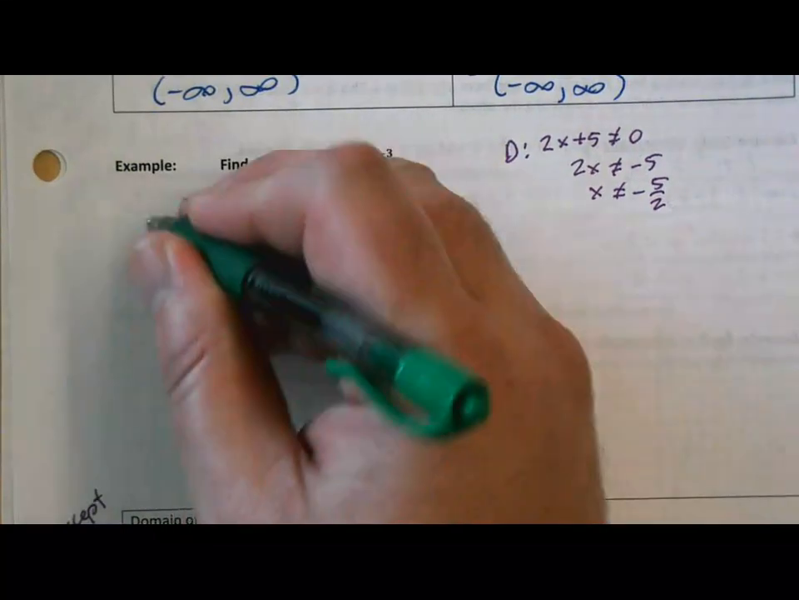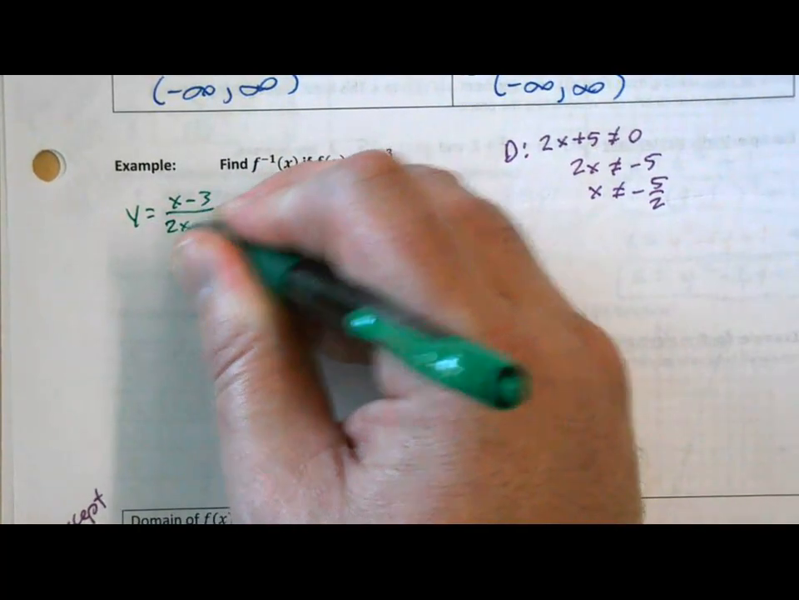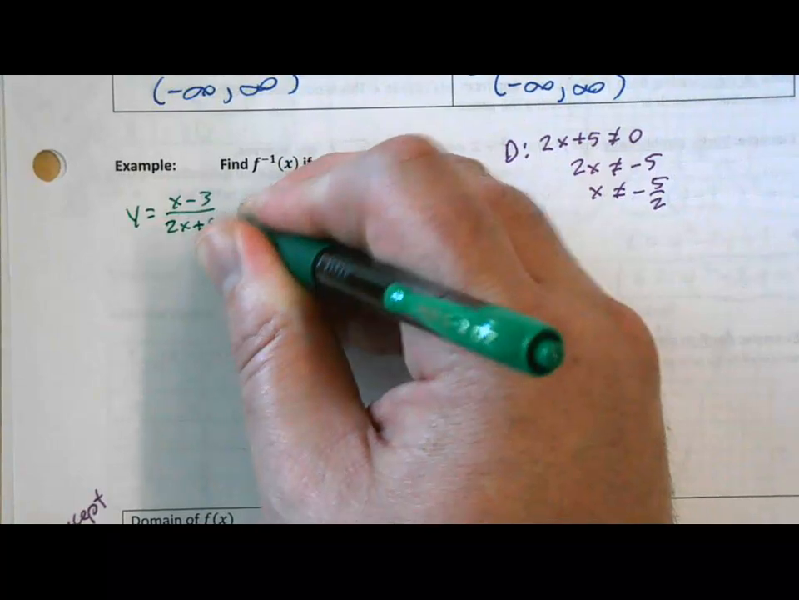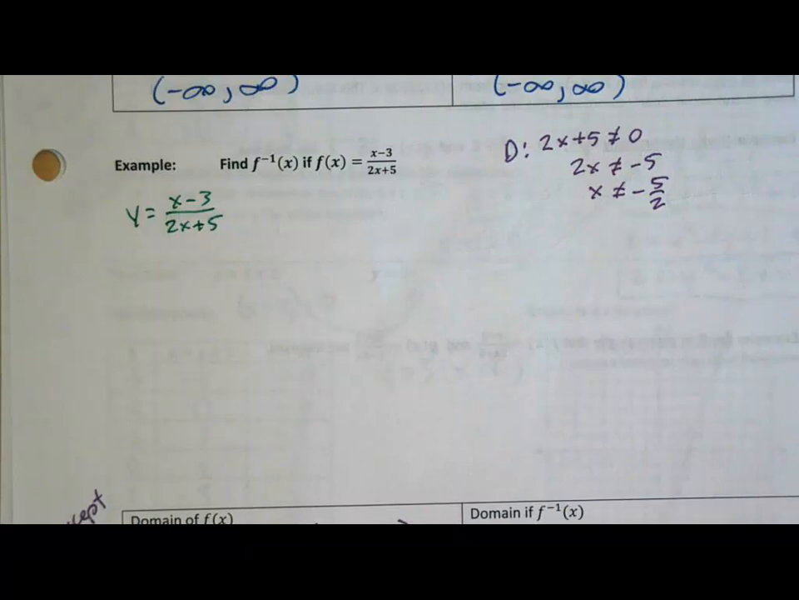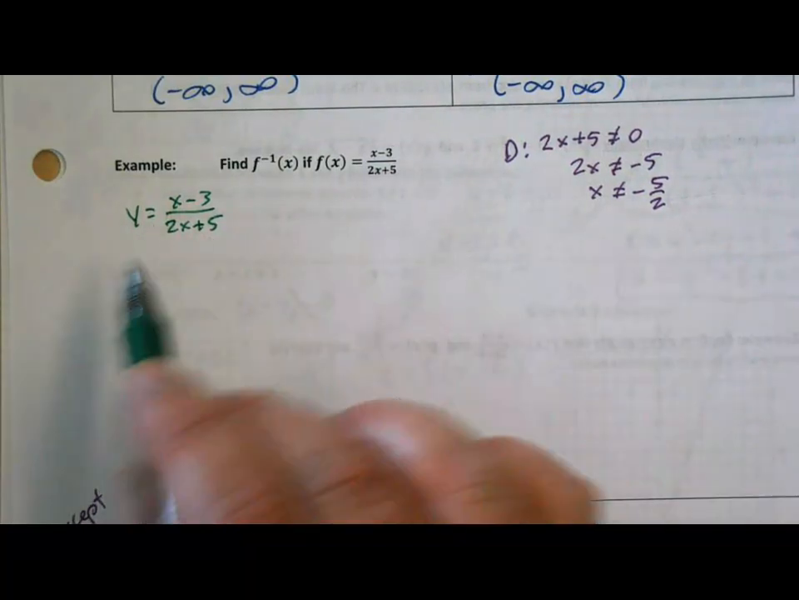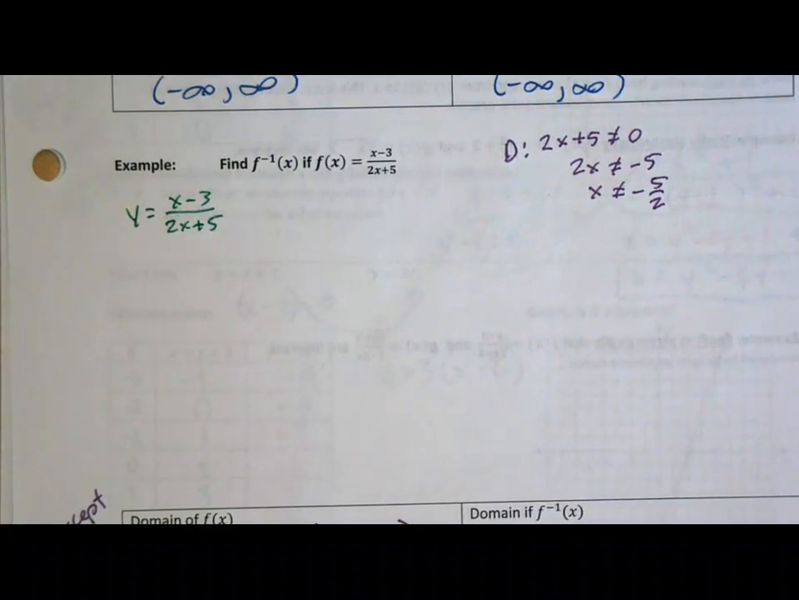We're going to write y equals (x minus 3) over (2x plus 5). I normally would not write this down if I were doing this on an assignment. I would probably start with the first real step, which is to flip-flop all your x's and y's. Now remember, all of the x's become y's, not just the top one, not just the bottom one, but all of them.